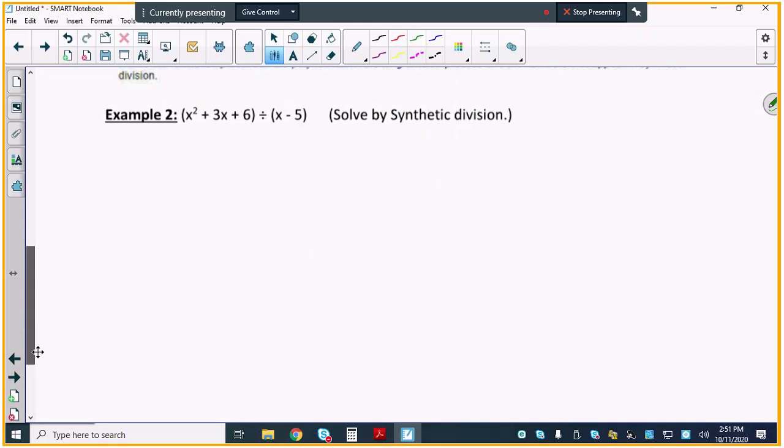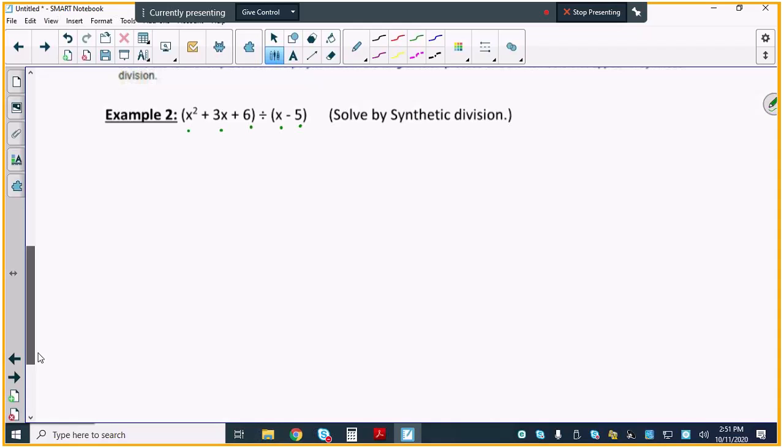So this one is saying divide x squared plus 3x plus 6 by x minus 5. First thing first, you will have a complete polynomial. So if there were terms missing, you have to insert them. Now remember, in this one there is no term missing, because you have the 2 degree term, the 1 degree term, and the 0 degree term. So I can start dividing.